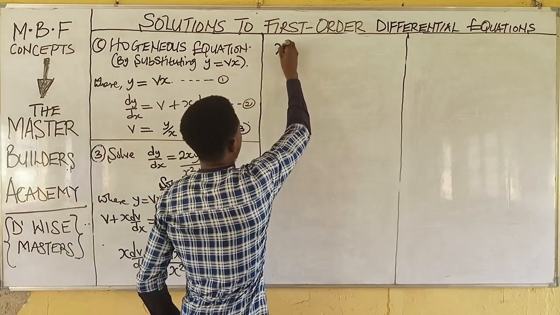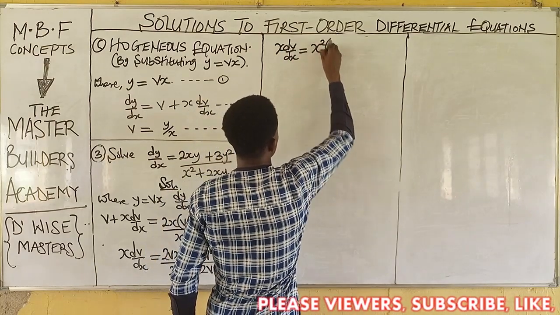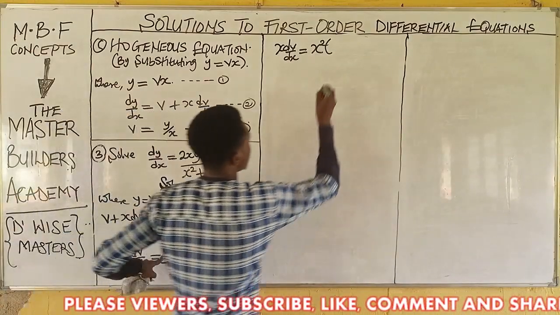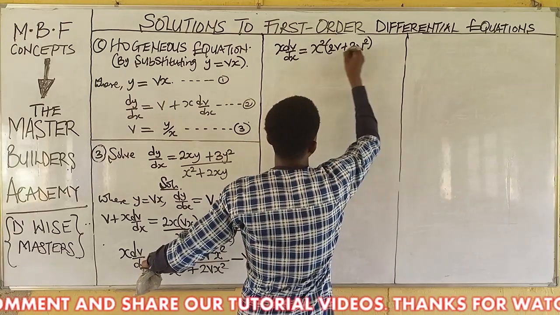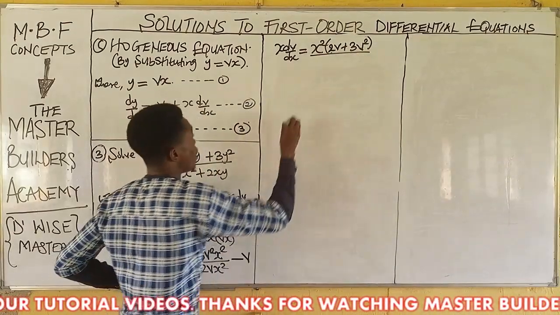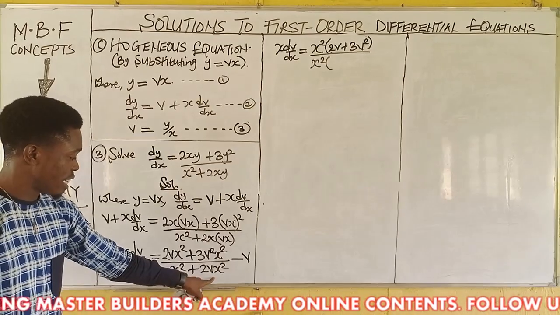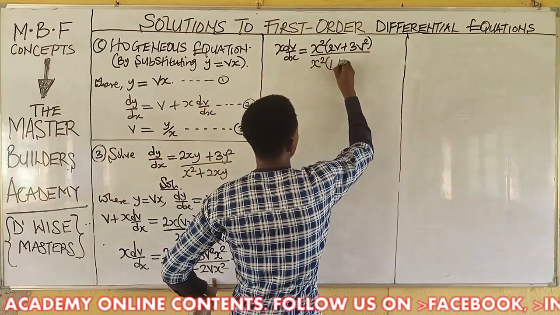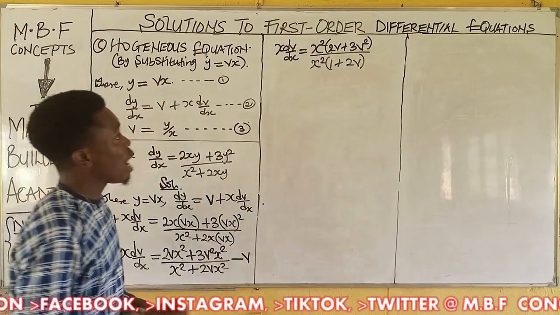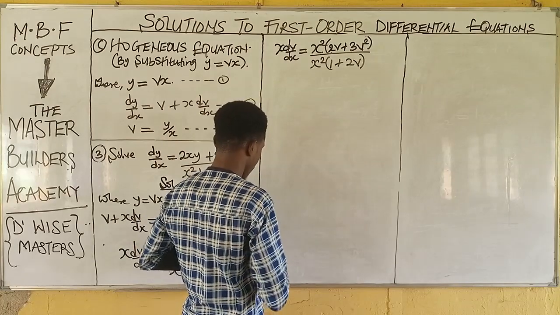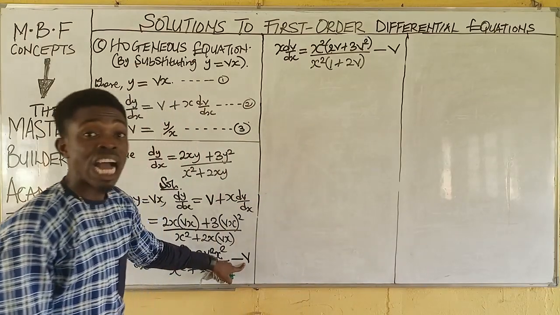Then this gives us x dv over dx is equal to, in the numerator, x squared is common. So when I remove x squared from here, we have 2v, while the other one is 3v squared. Then all over, at the denominator, we have x squared, and when we divide x squared by x squared, we have 1. And when we divide this by x squared, we have 2v. We have 1 plus 2v. This is what we have. Now, at this point, the next thing we do is to put down minus v, which is what we have here.